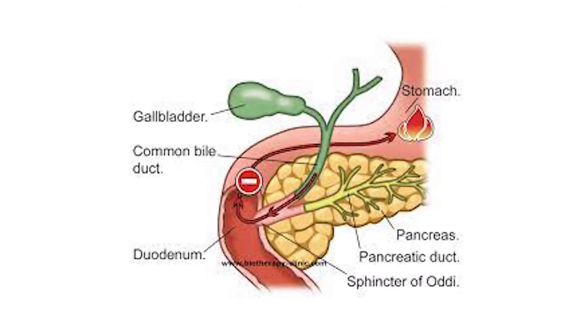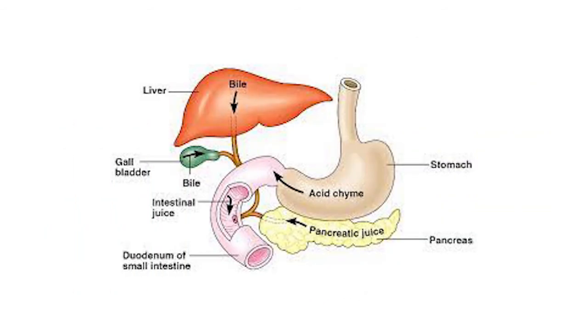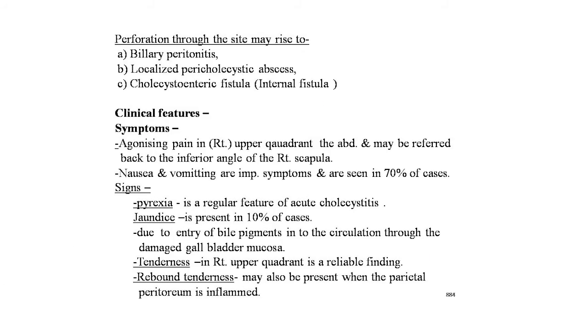Here is the image. We can see the pancreatic reflux: bile juices are refluxing from the duodenum into the stomach via the second and first part of the duodenum. Second image showing the pancreatic reflux. Perforation through the site may give rise to biliary peritonitis, localized pericholecystic abscess, cholecystoenteric fistula, internal fistula.